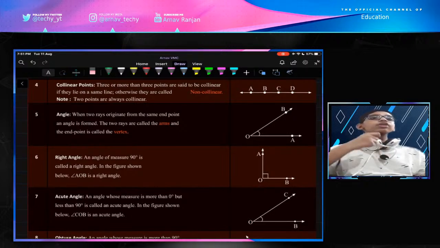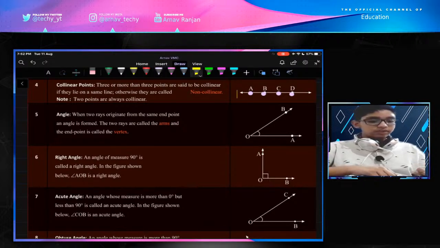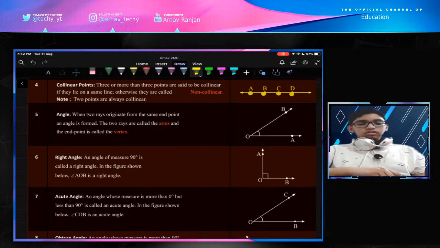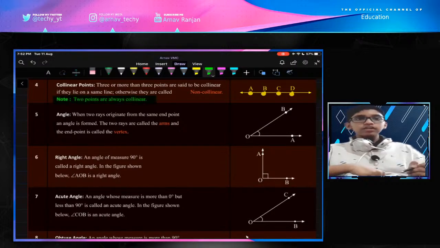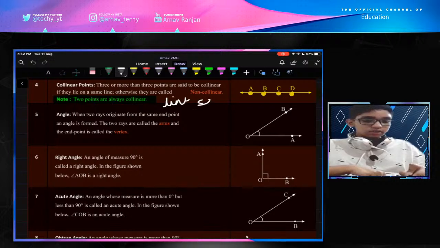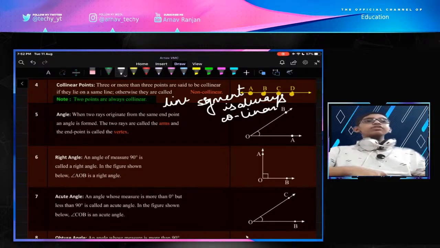A line segment cannot be completed without the line. So in this line there are 4 collinear points, A, B, C and D. And the line segment is also still collinear. Two points are always collinear. I will quickly write it: a line segment is always collinear.